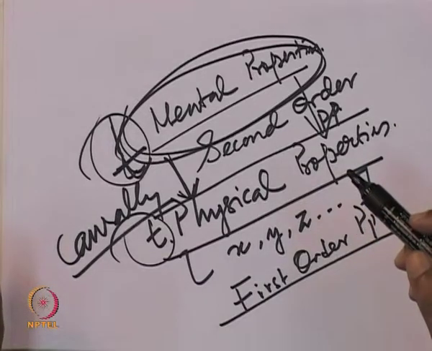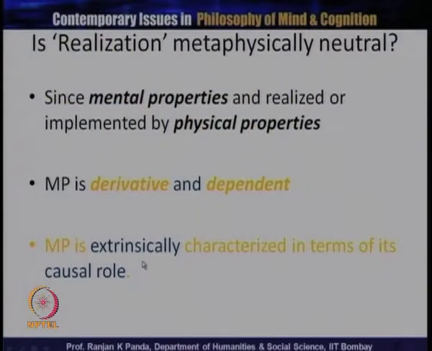Then the third point which I would like to mention here is that mental property is extrinsically characterized in terms of its causal role. So, there is nothing intrinsic about mental properties. To say that intentionality is something intrinsic to mental life is nullified here if we say that these mental properties are second order properties and they are dependent on physical properties. So, they will be causally inefficacious. Mental properties can produce certain actions. Say, for example, as I said, there is a fact that I intend to pick up the glass of water.